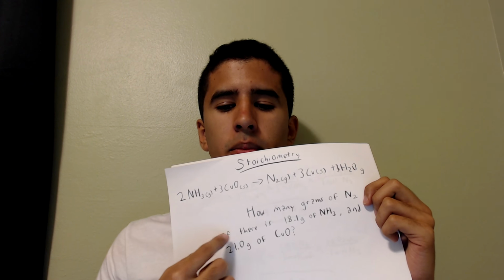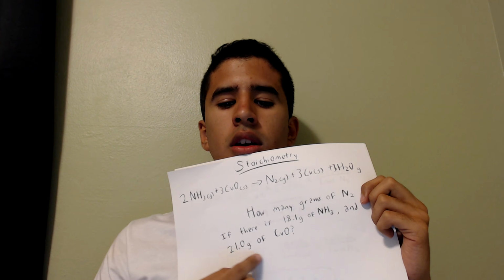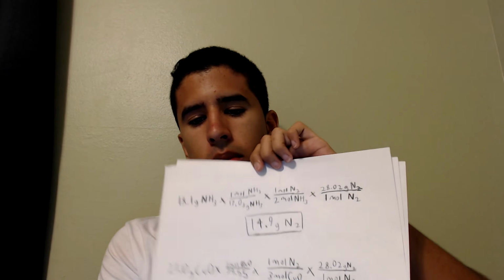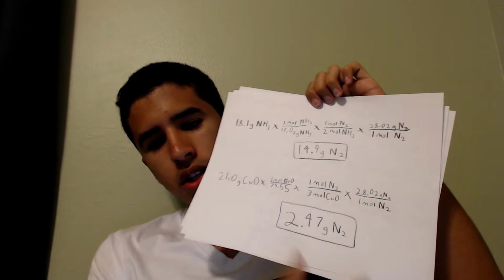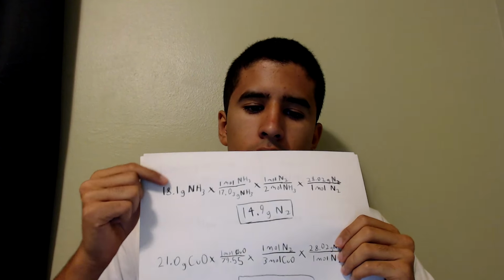But there is 18.1 grams of NH3 and 21.0 grams of CuO. So to find that, we would need to convert 18.1 grams of NH3 to grams of N2, and 21.0 grams of CuO to N2 as well. And so we will use the formula. The first one is 18.1 grams of NH3.